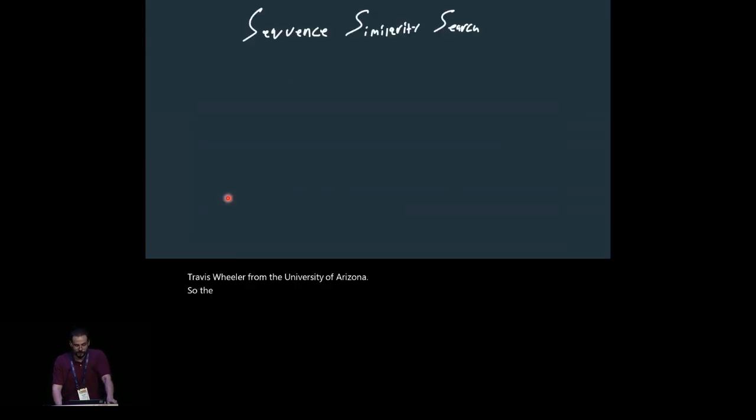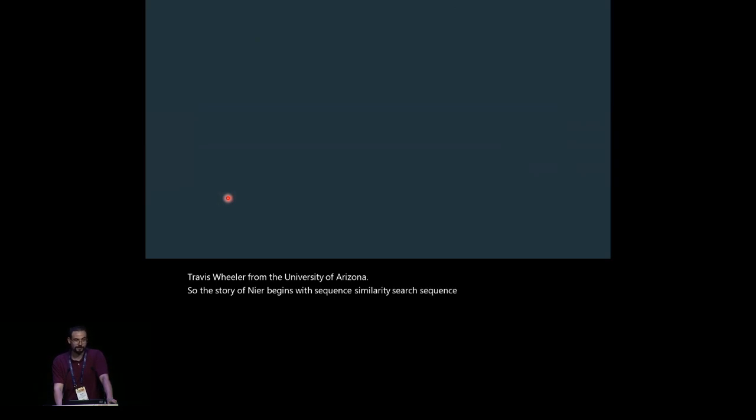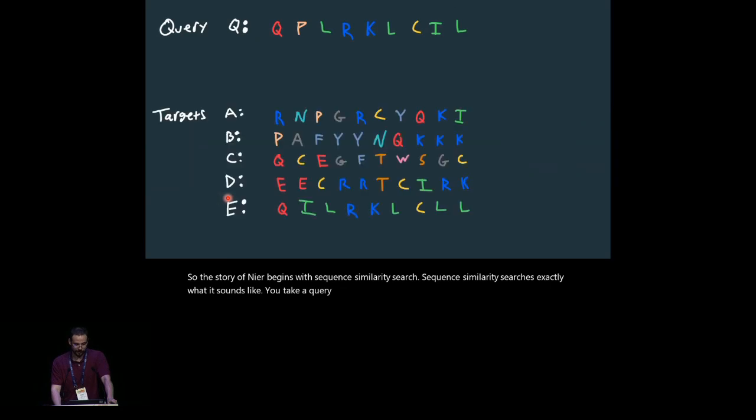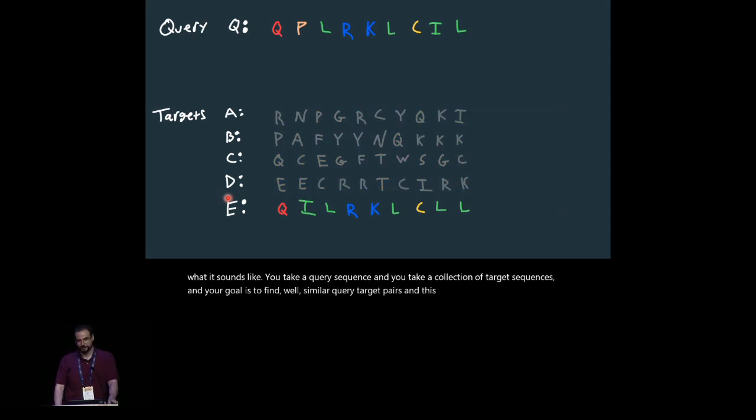So the story of NEAR begins with sequence similarity search. Sequence similarity search is exactly what it sounds like. You take a query sequence and you take a collection of target sequences, and your goal is to find, well, similar query target pairs. And this example is an easy example.